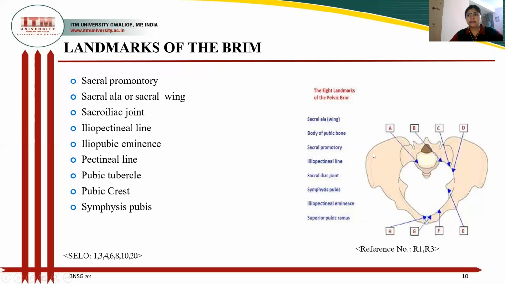Next is the iliopectineal line, D. Where the point D is, there is an imaginary line. You have to find that imaginary line, and what is it called? Iliopectineal line.